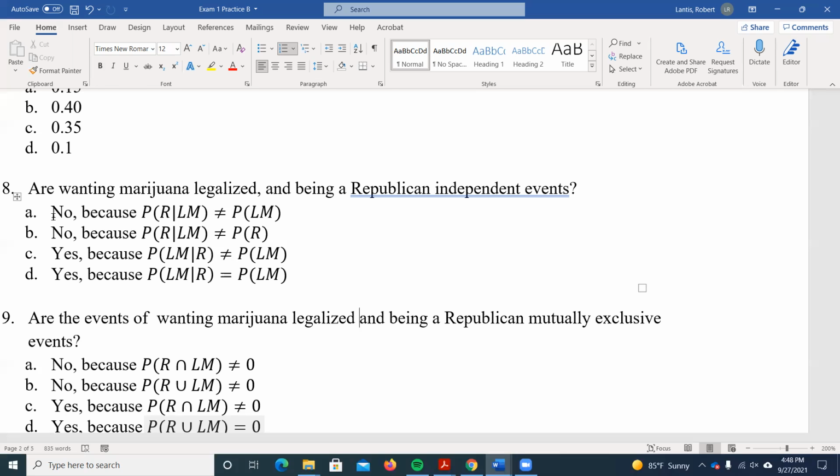Right? But technically here, this could have been a correct answer, or this could have been a correct answer, right? Because all that's saying is that R is independent from LM, which would also mean that LM is independent from R. Okay.